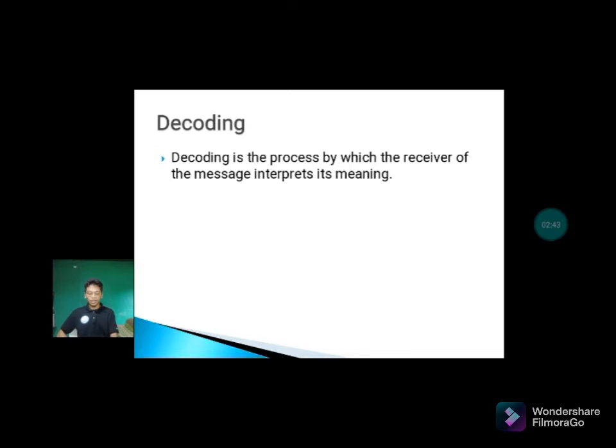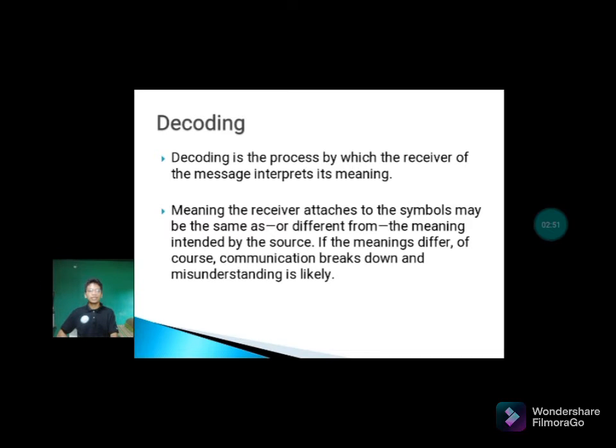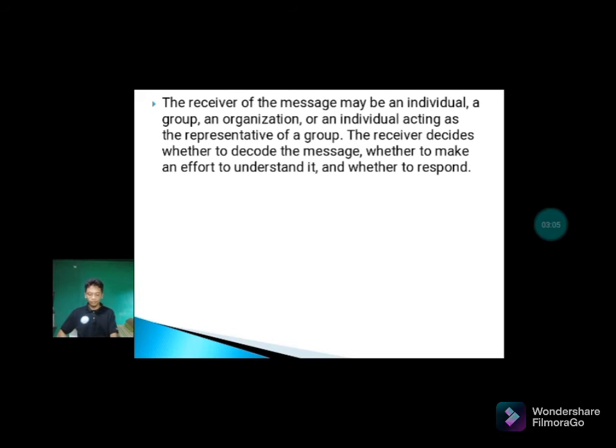Next is decoding. Decoding is the process by which the receiver of the message interprets its meaning. It means that the meaning the receiver attaches to the symbols may be the same as or different from the meaning intended by the source. If the meanings differ, of course, communication breaks down and misunderstanding is likely. The receiver of the message may be an individual, a group, an organization, or an individual acting as the representative of a group. The receiver decides whether to decode the message, whether to make an effort to understand it, and whether to respond.